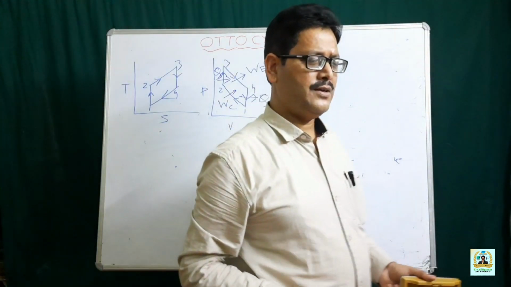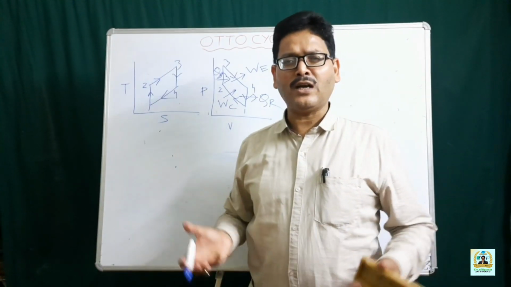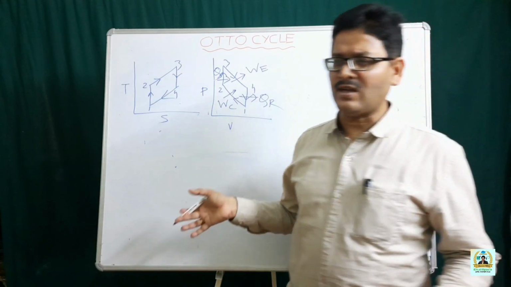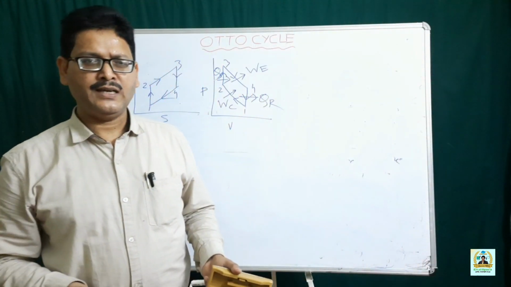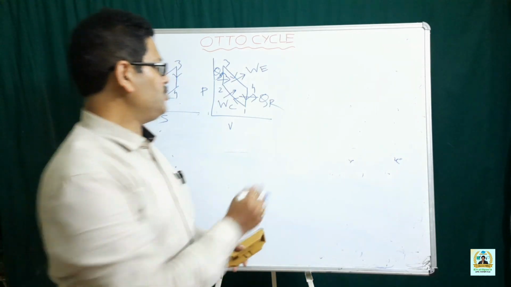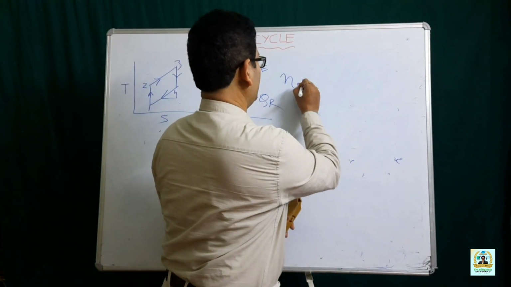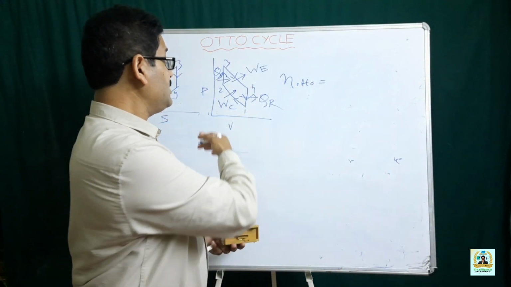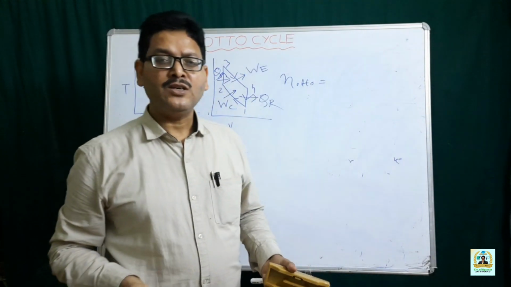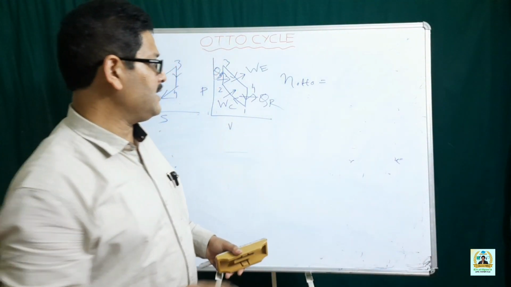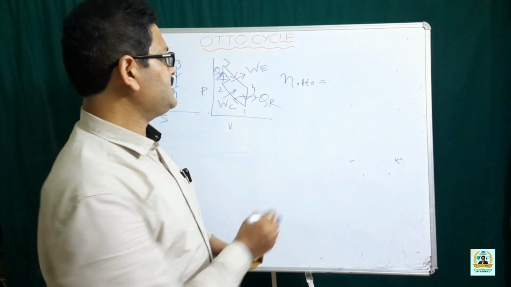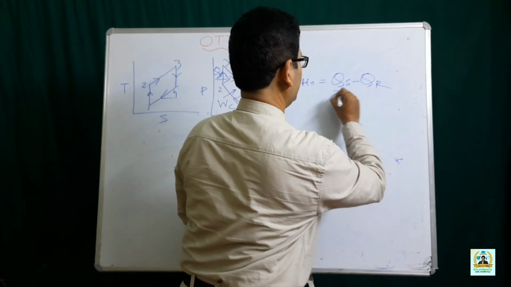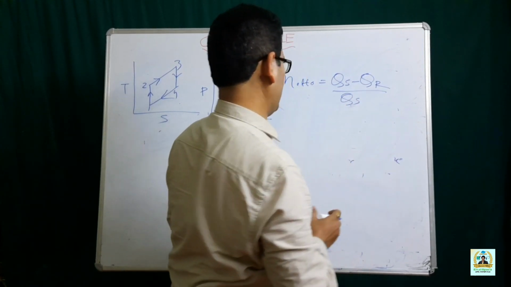You can calculate the thermal efficiency in terms of the work interaction as well as the heat interactions, but it is always convenient when two of the processes are isentropic processes. You can represent the air standard efficiency of the Otto cycle in terms of heat interactions, because in two of the processes no heat interaction is taking place. So the efficiency will be heat supplied minus heat rejected divided by heat supplied.